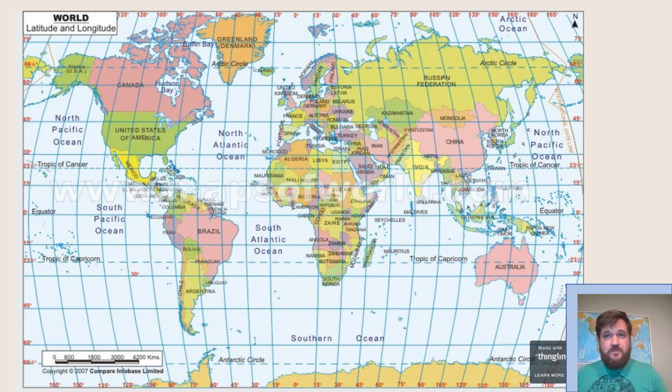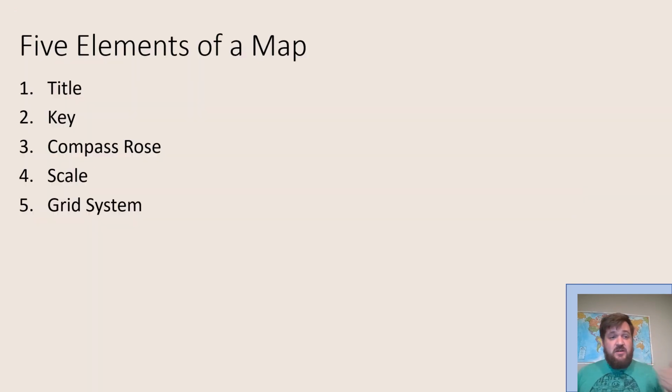So those are the 5 key elements of a map. You have the title, key, compass, scale, and a grid system.